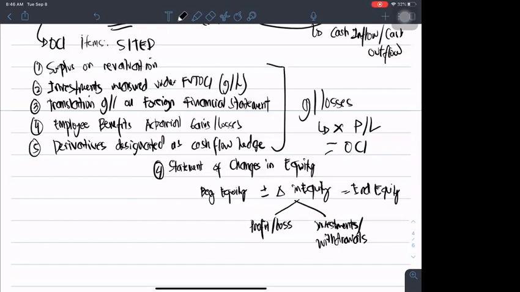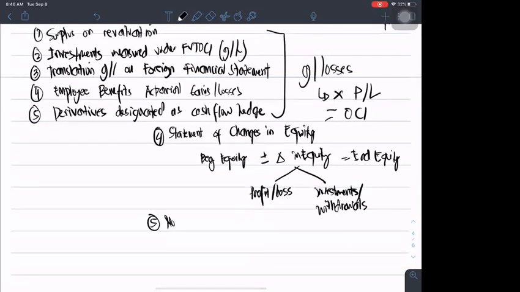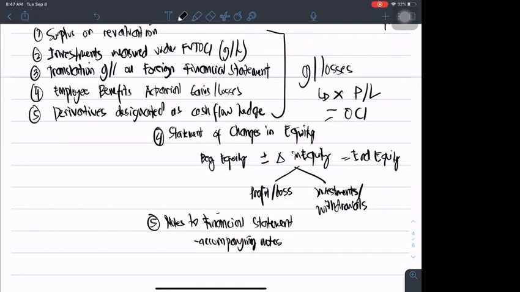Next, we have your notes to financial statements. So these are your accompanying notes regarding your accounting procedures for the users to properly understand the financial statements. So accompanying notes for the users to properly understand the financial statements.